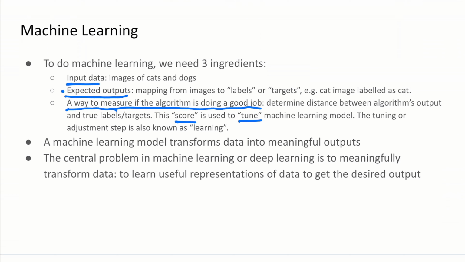The tuning step is called learning. So a machine learning algorithm is learning, and this is the tuning or adjustment step. What a machine learning model does is transform the data into meaningful outputs. And the central problem in machine learning or deep learning is to meaningfully transform data.